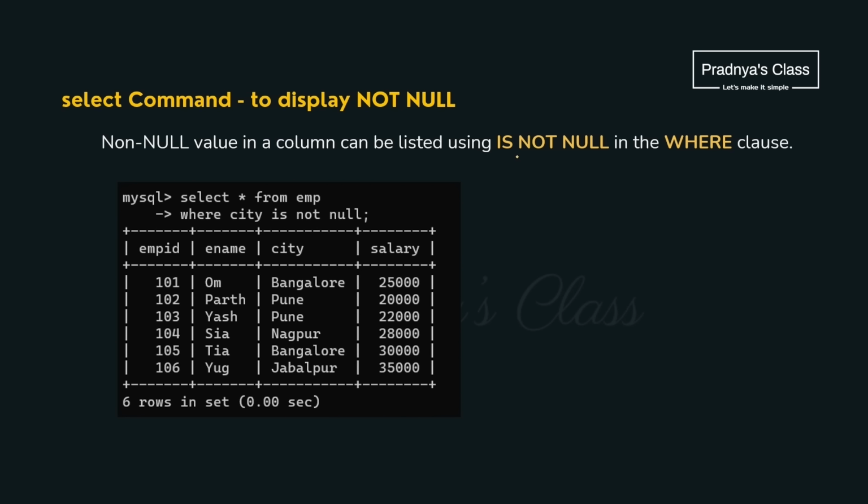You have IS NULL, and in the same way you have IS NOT NULL. Look at the data of this table. We got those records which do not have city as null values.